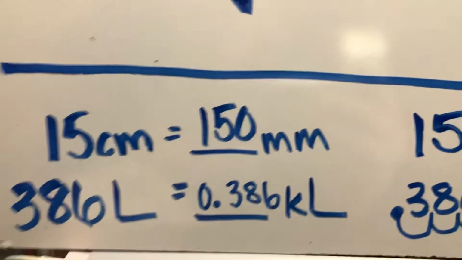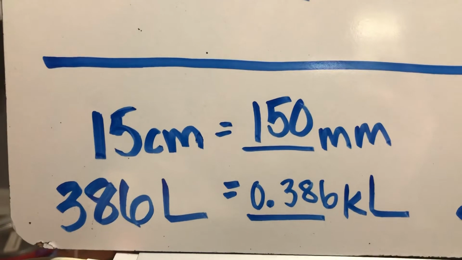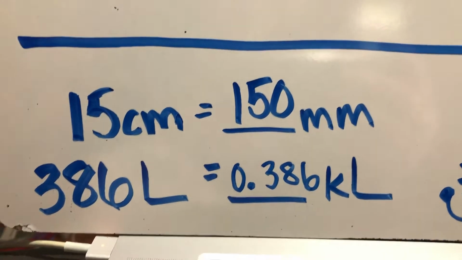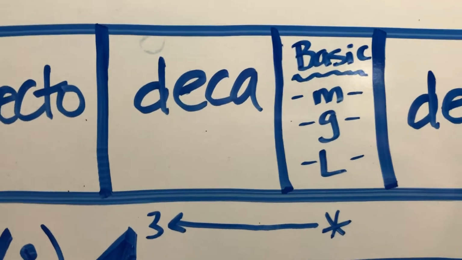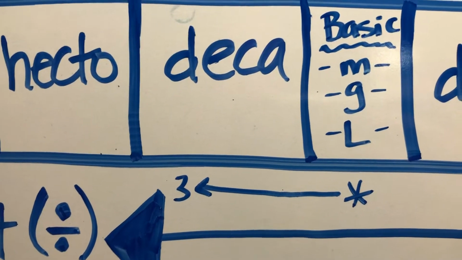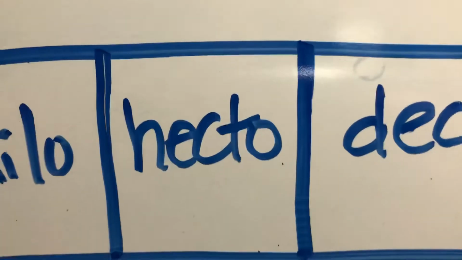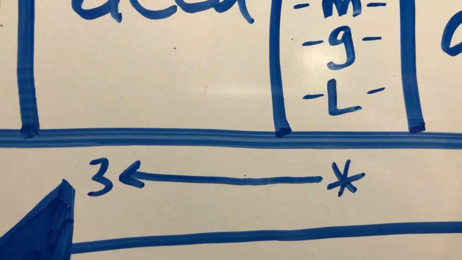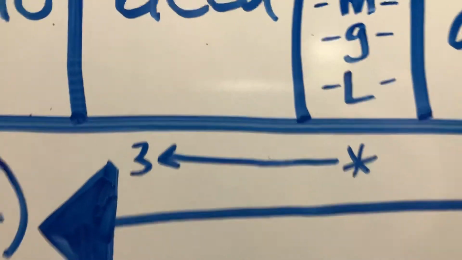Next example, we're going to go the other way. If I have 386 liters, and I want to know how many kiloliters that would be, here's my next example. The liter is a basic unit, so I put my star there. And let's jump. We want to know how many kiloliters. Kilo, we got to go to kilo. 1, 2, 3. It's 3 away to the left. Left, left, left, 3 times.